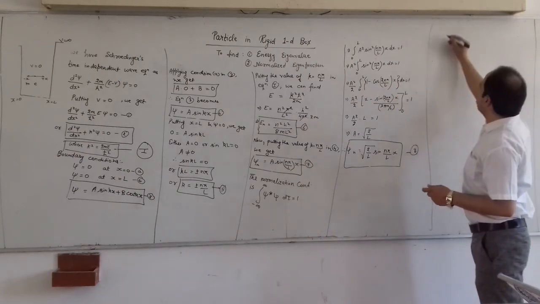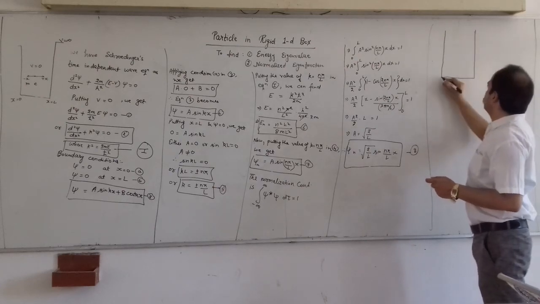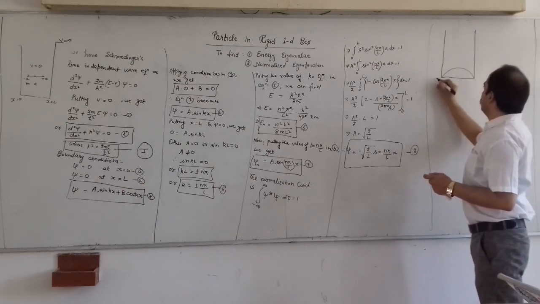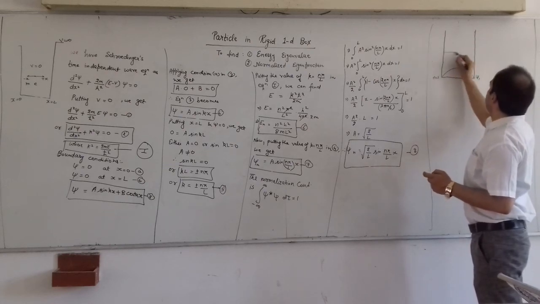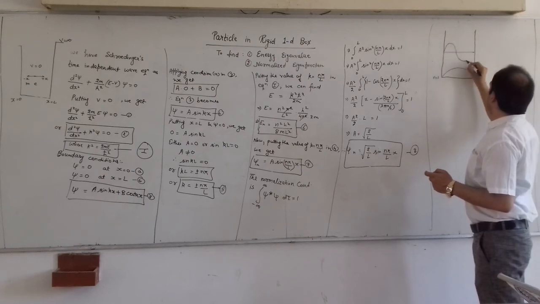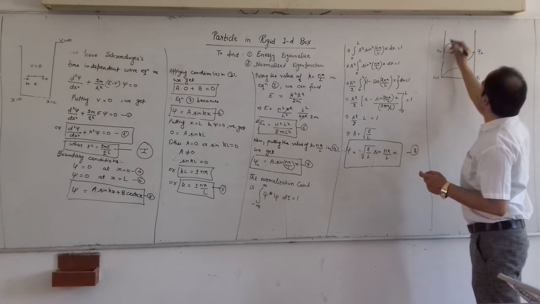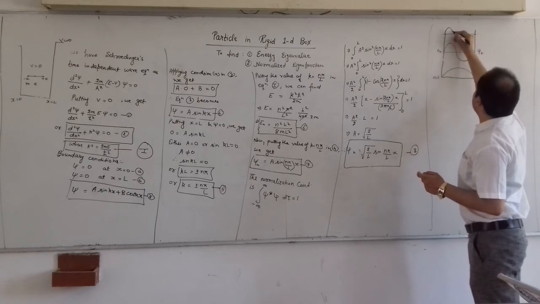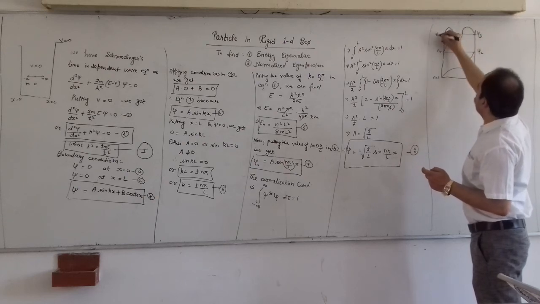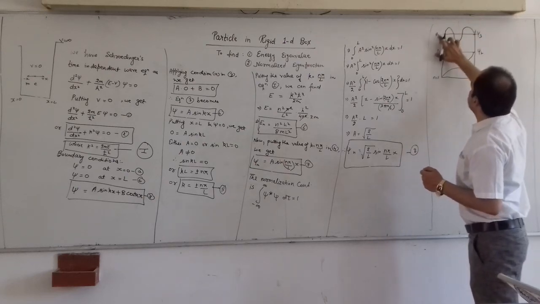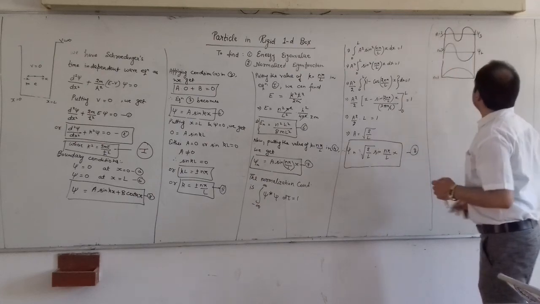And we can represent these equations like this. Let this be our box. This will be our psi 1, n is equal to 1. Psi 2, n is equal to 2, we can represent like this. This will be our psi 3, n equal to 3. This is the first level, second level and third level.